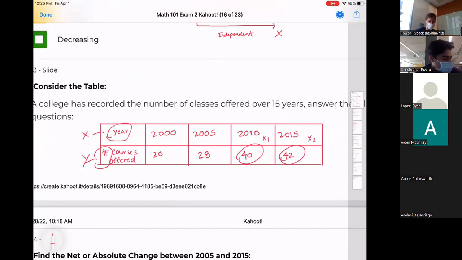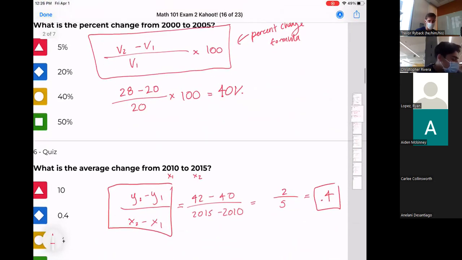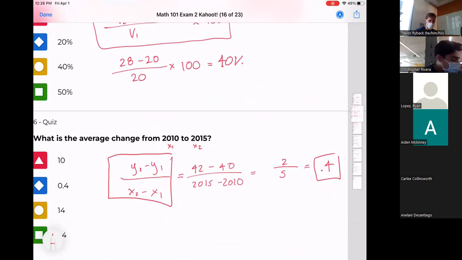X1, X2, Y1, Y2. So then we would do 42 minus 40 divided by 2015 minus 2010. That would get us 2/5. And then we would do the division and you would find out that it equals 0.4.